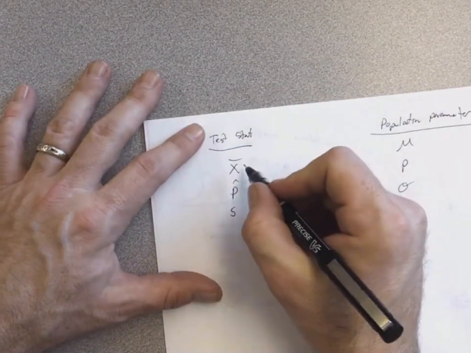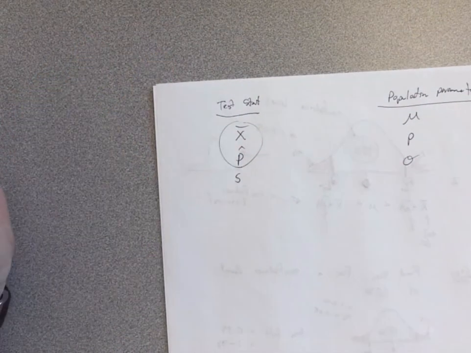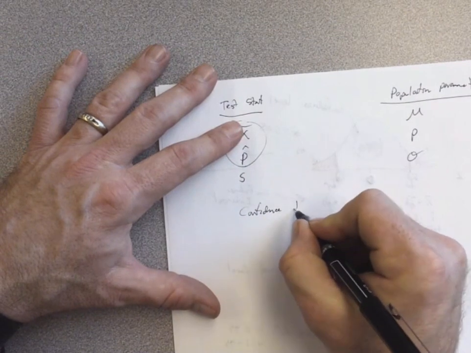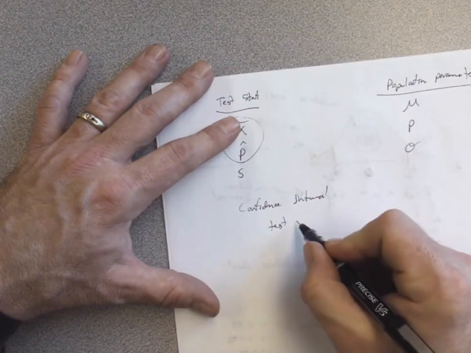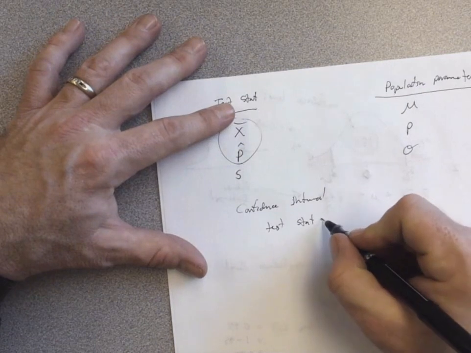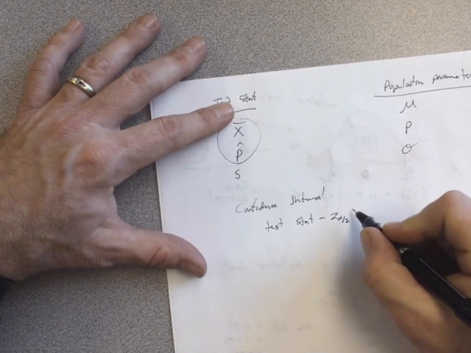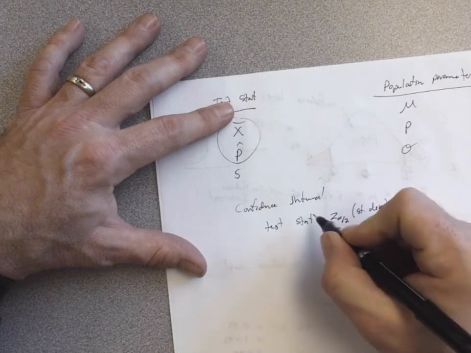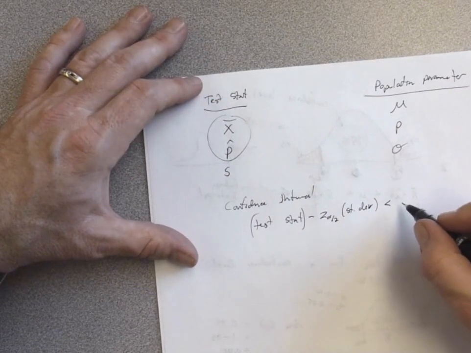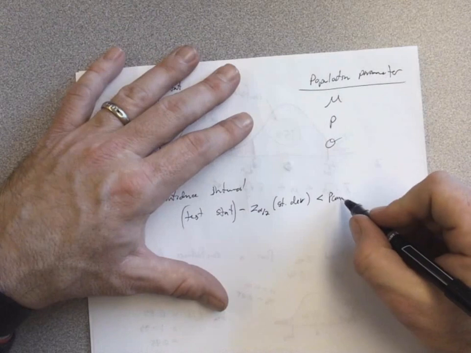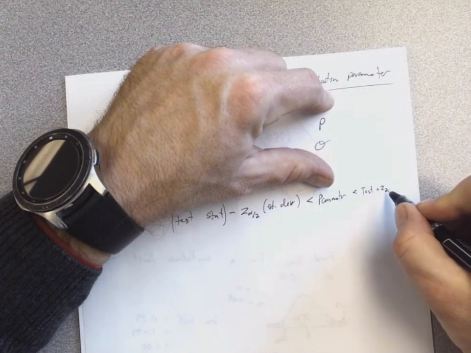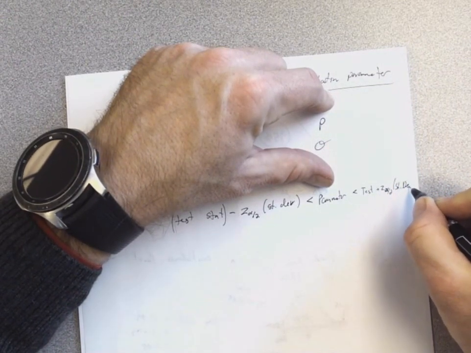Okay. So how these two confidence intervals for mean and proportion are done, they're done identically. So what you do is you take your test statistic, so your confidence interval will be your test statistic, plus or minus z alpha over 2 times your standard deviation. And then this is going to be less than whatever your parameter is, okay? Less than your parameter. I'm running out of room. And this is going to be less than your test statistic plus z alpha over 2 times your standard deviation. So that's how this is going to look.